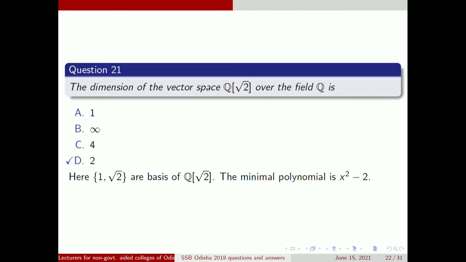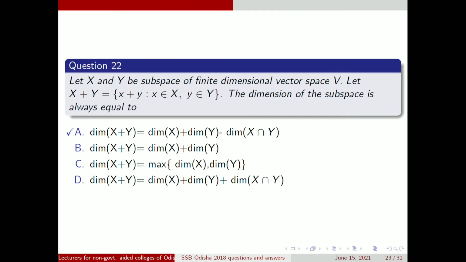Now question 22. Here X and Y are subspaces of a finite dimensional vector space V, and the set X plus Y is defined as x plus y such that x belongs to X and y belongs to Y. Then the dimension of the subspace X plus Y is always equal to how much? That is, dimension of X plus Y is equal to dimension of X plus dimension of Y minus dimension of X intersection Y. This is the correct answer, and this is the known result.